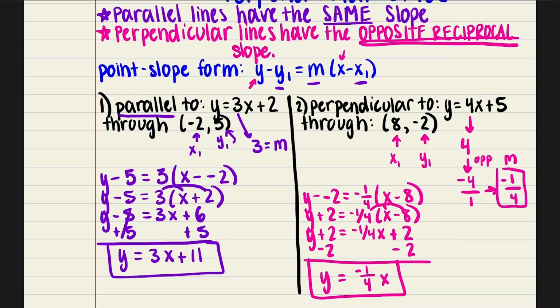So once again, I hope this helps. If your equation here, like these two, is not in slope-intercept form, y equals mx plus b, your first step will be to get it into y equals mx plus b form. So just something to be aware of.